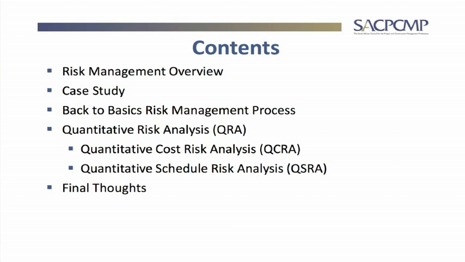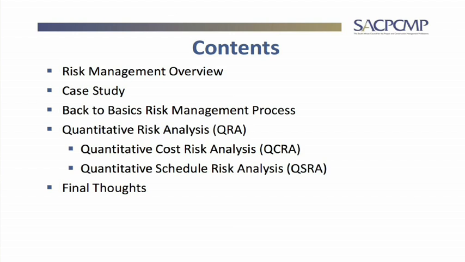Then we'll go back to basics with the risk management process. So what is a real risk? When isn't a risk really a risk? When it's actually a cause? When it's a consequence? Because it's very important to make the distinction, because your costing depends on it, your scheduling depends on it, your company's strategy and decisions depend on it. So we need to make sure that when we identify risks, they're actually real risks.